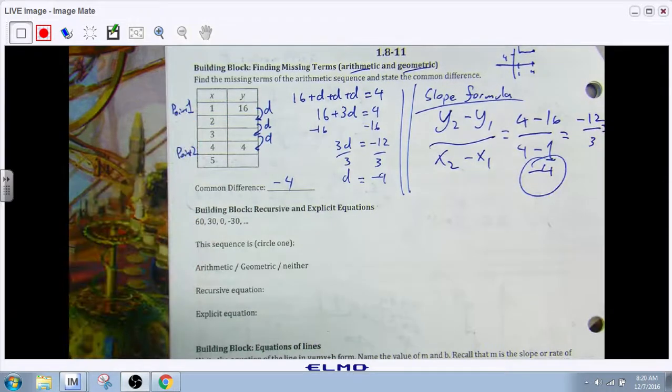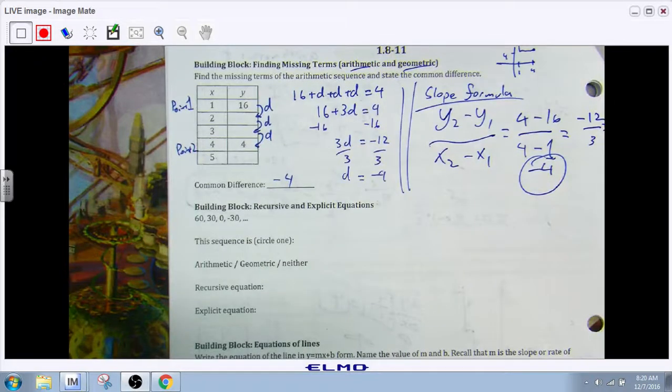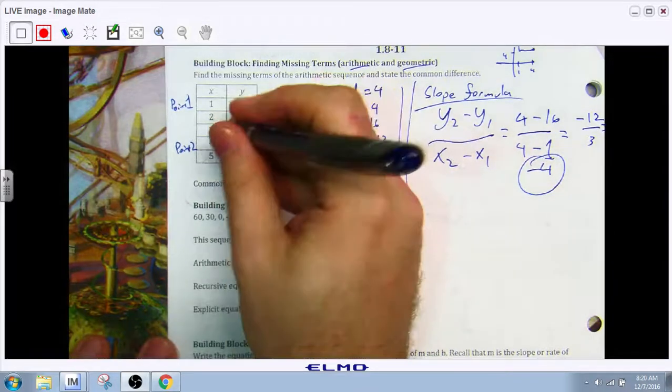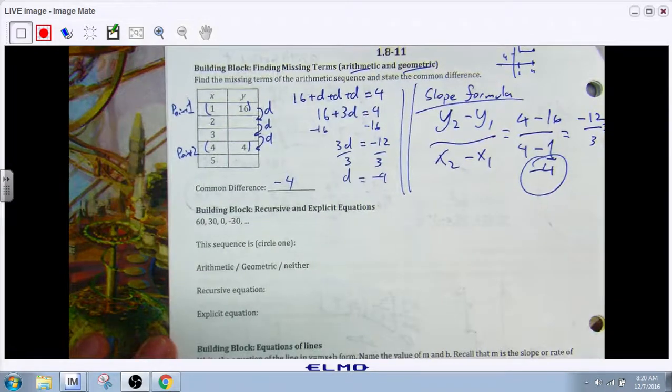Same answer. So either of those methods will work depending on what you're more comfortable with. This one requires a little bit more creation, where you're kind of creating a pattern and seeing how it works. Slope formula is a little bit more powerful, but you do have to recognize that these are in fact coordinate points. We would then fill in the blank.